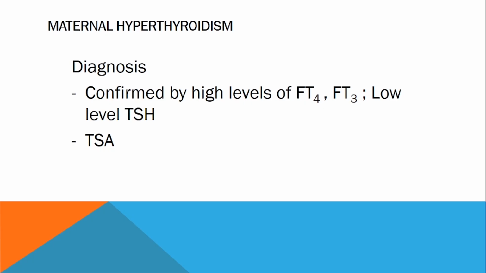But the diagnosis is key. Diagnosis could be difficult using clinical features from history and examination because of the aforementioned reason. So, diagnosis is confirmed by appreciating high levels of free T4, free T3, and low level of thyroid stimulating hormone. I repeat, diagnosis is confirmed by appreciating high levels of free T4, free T3, and low level of thyroid stimulating hormone.